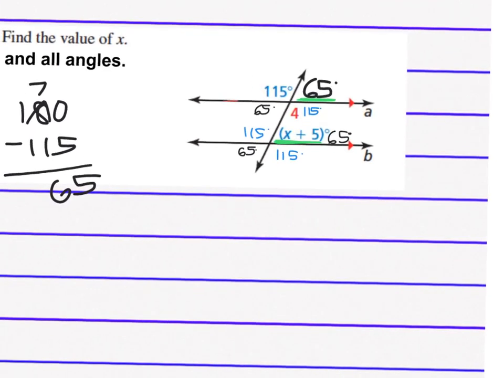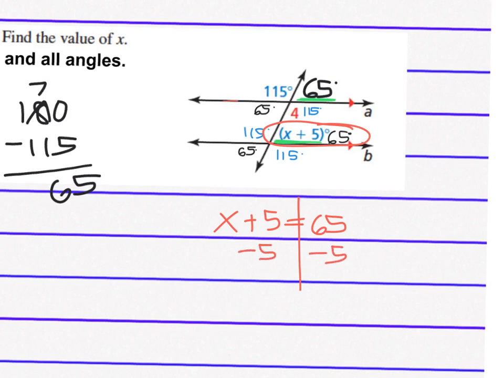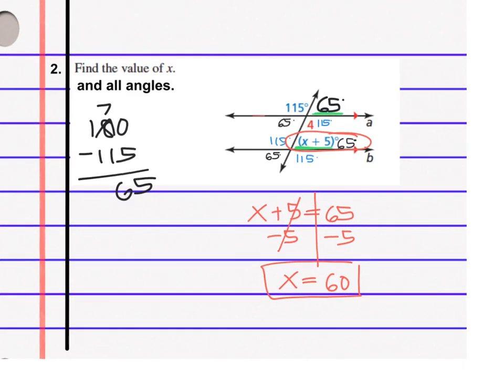The question also asked me to solve for x. So what do I know? I know that x plus 5 equals 65. So I just solve for x. It's an equation. I see addition. I do the opposite. I subtract from each side of my equation to keep it balanced. X is 60.